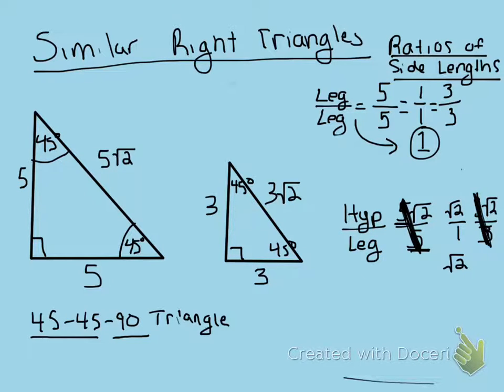So what I want you to take away from this is that no matter how big or small a 45, 45, 90 triangle is, the legs are always congruent, and the hypotenuse is always the leg length times the square root of 2, because these ratios stay the same in every 45, 45, 90 triangle.